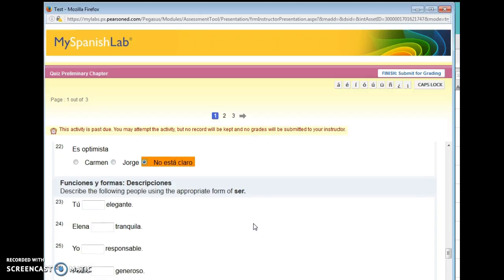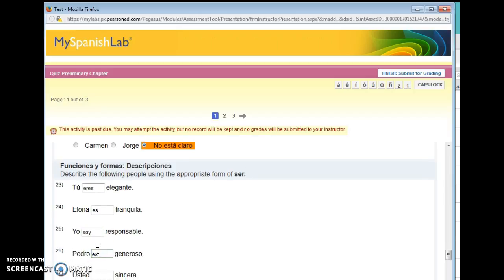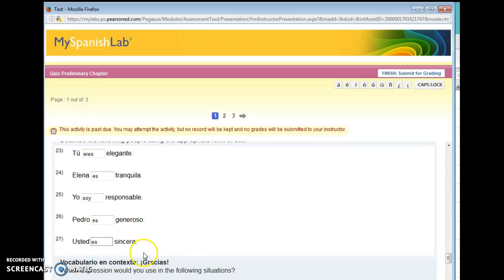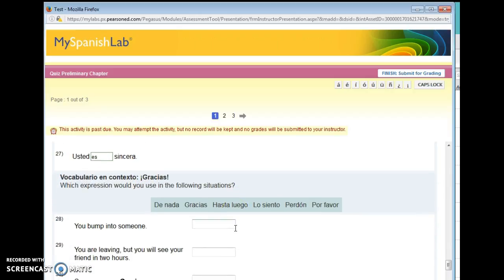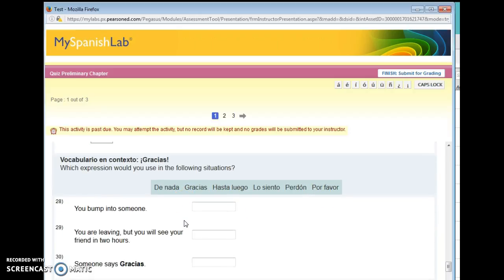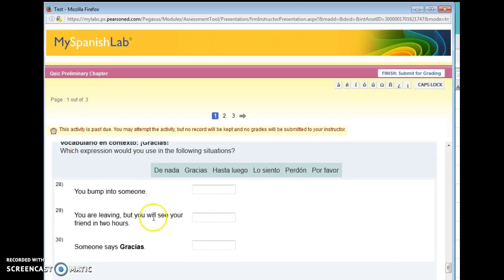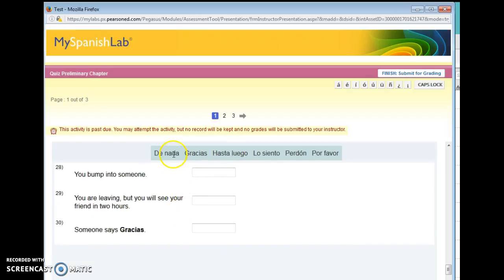Okay, then the following forms of the verb ser, which is probably the most common verb in Spanish. So tú eres, Elena es, yo soy, Pedro es, usted es. Not too many problems there. Okay, and then this one you had a list of expressions and which one you would use in each context. You bump into somebody, so you would say perdón. You were leaving, but you'll see your friend in 2 hours. You say hasta luego. Someone says gracias, you say de nada.